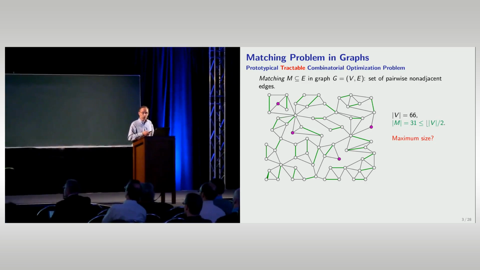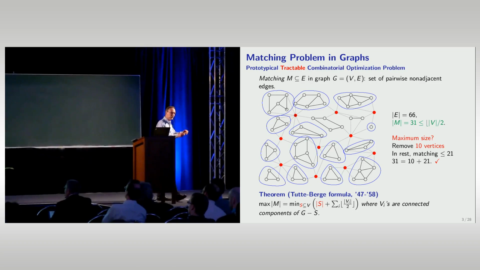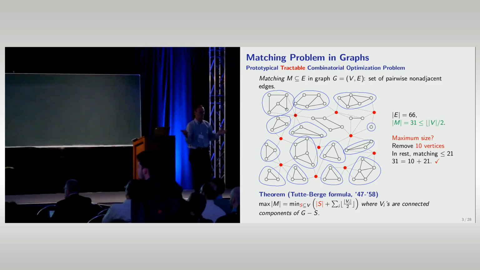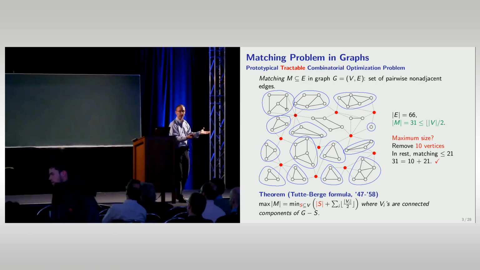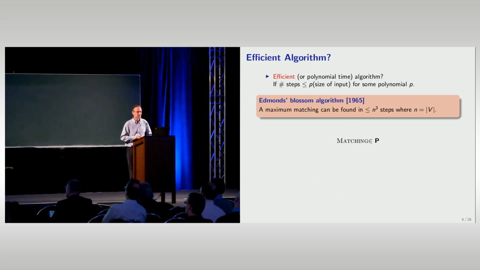So how would you prove that this matching, which may or may not be optimum, is optimum in case it is? That's where duality comes into play. If I delete these 10 red vertices, the graph breaks down into a bunch of components, and if you apply the trivial upper bound to each component, sum them up, and add 10, you get 31. So this duality shows you that the matching is optimum, and these red vertices are a certificate of optimality. That was obtained by Tutte and Berge in the 50s.